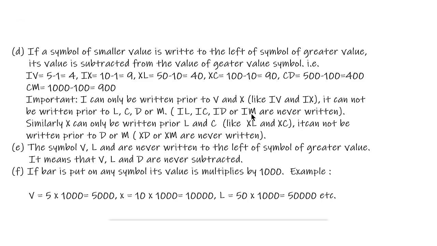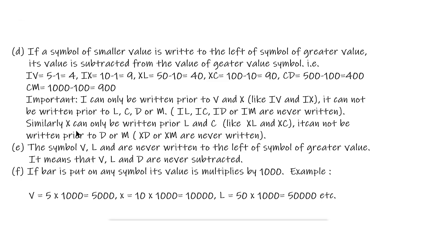Or IM, you cannot use it for making 999. As M is 1000, if you write I prior to M, so if we subtract 1000 minus 1, that becomes 999, but you cannot write like this. So IL, IC, ID or IM are never written.